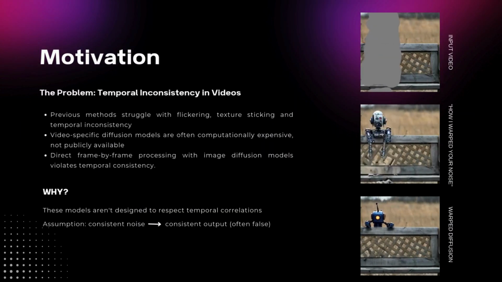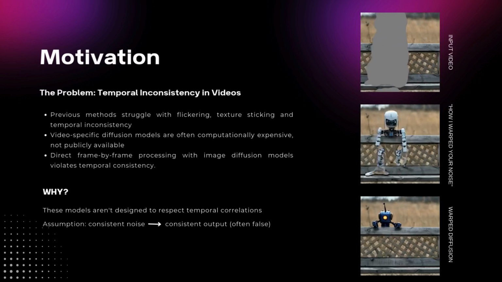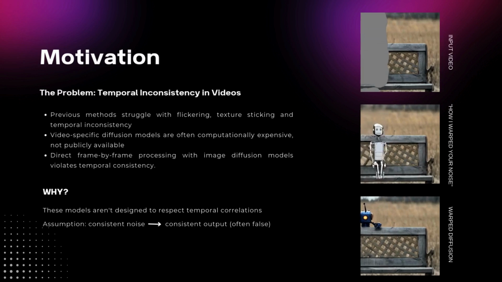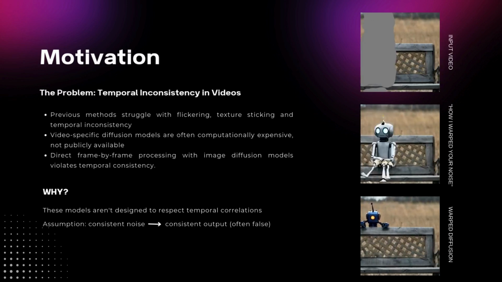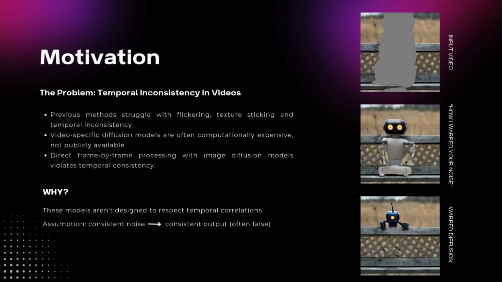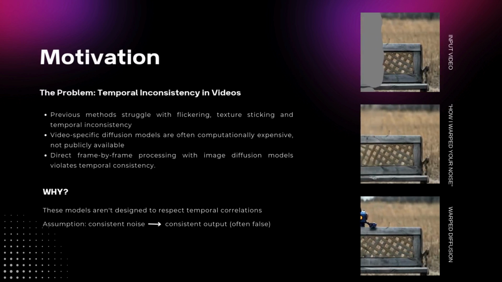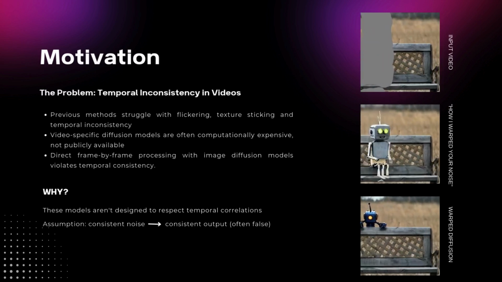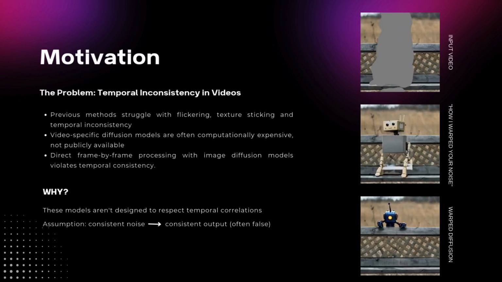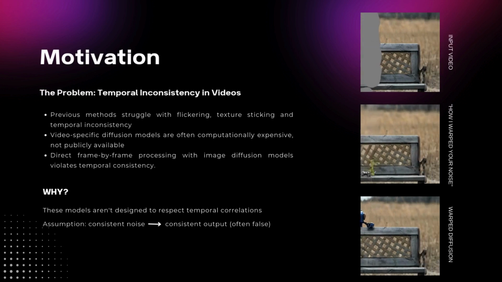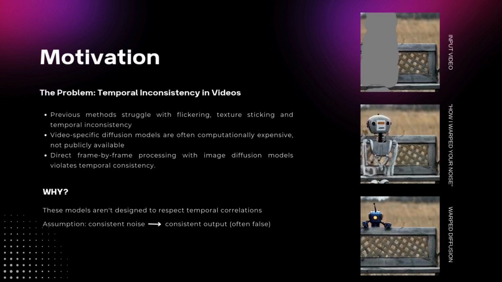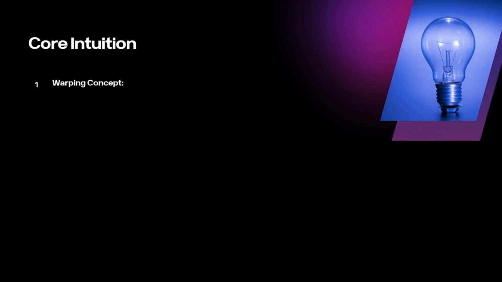Let's start with the problem. Most image diffusion models assume that each frame is independent, but in a video, frames are connected by time. When these models are applied independently to each frame, the output often suffers from flickering and texture repetition. Although video diffusion models exist, they are computationally expensive and hard to access. Warped Diffusion aims to bridge this gap by adapting powerful image models for video tasks.